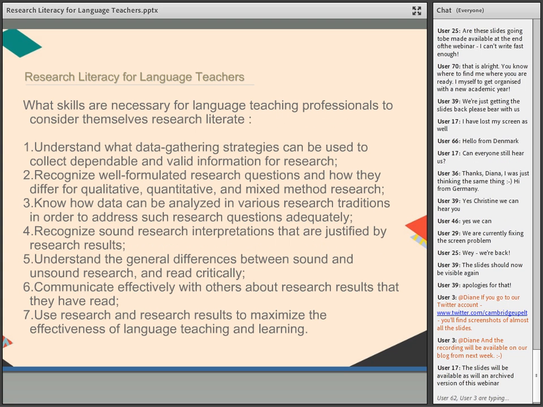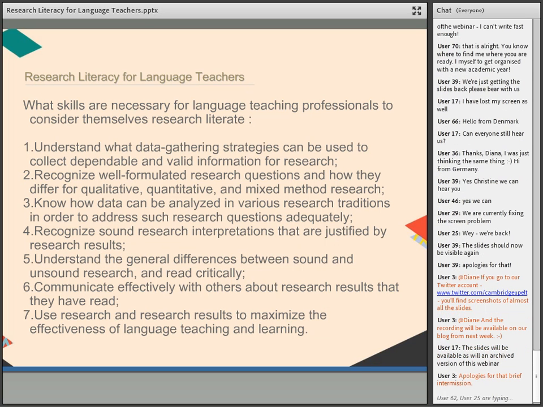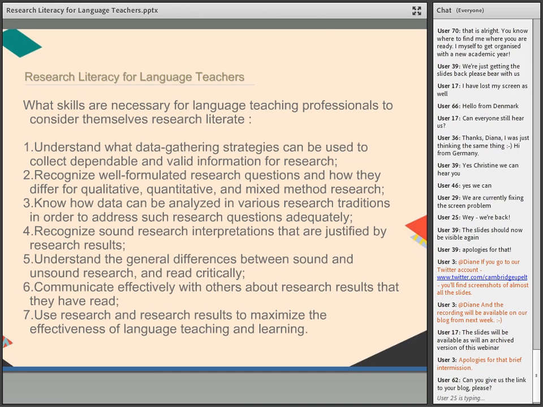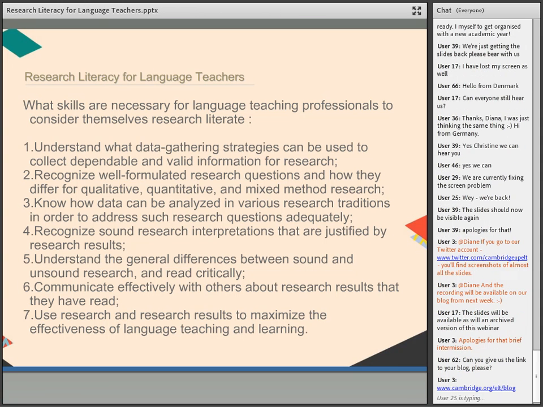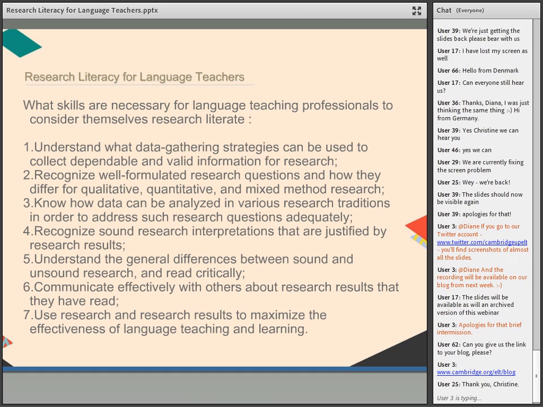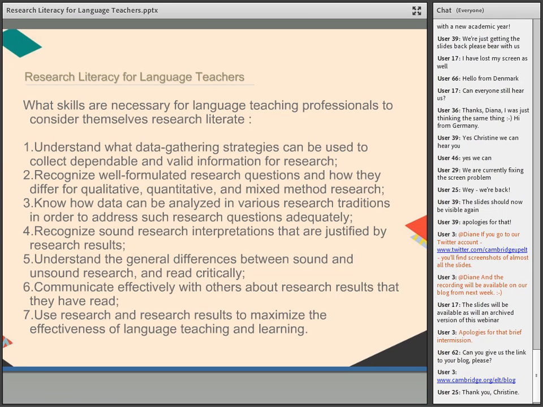So thinking about all of this, Christine and I worked out the skills that language teachers could probably benefit from having in terms of making themselves research literate. So think about these ideas. First, I think that language teachers need to understand what data gathering strategies can be used to collect dependable and valid information for research. And of course, that will be different depending on which paradigm and which type of research the person is working within.